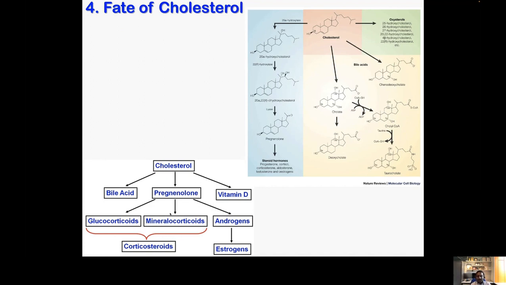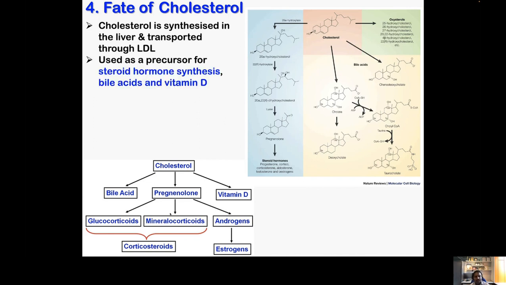OK, now we are going to the fate of cholesterol molecules. So cholesterol synthesis is finished. We learned about how the acetyl CoA is being converted into cholesterol in the end. Now, how is cholesterol acting as a precursor to produce various molecules? Cholesterol is synthesized in the liver, as we know, and it's transported through LDL to all the other cells. Then it's utilized as a precursor to synthesize steroid hormones, bile acids, and vitamin D. I'm not going to go through all these processes in too much detail, but the summary is here in this slide, which you can go through.